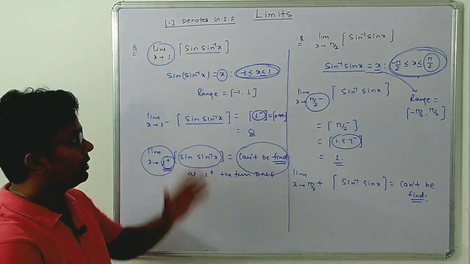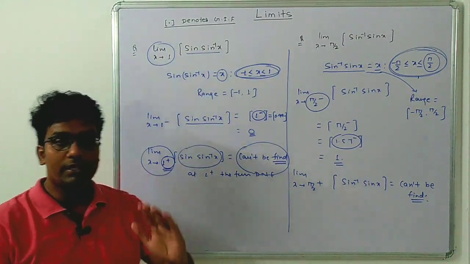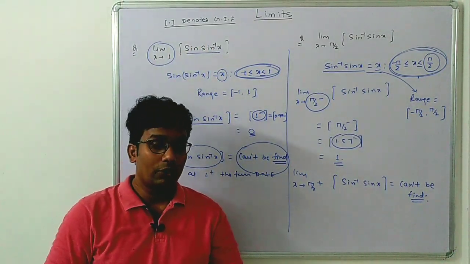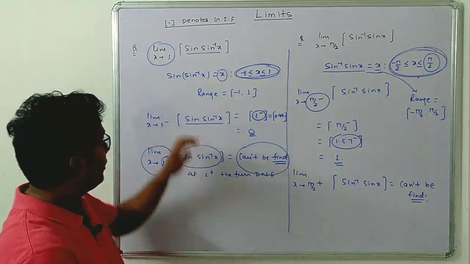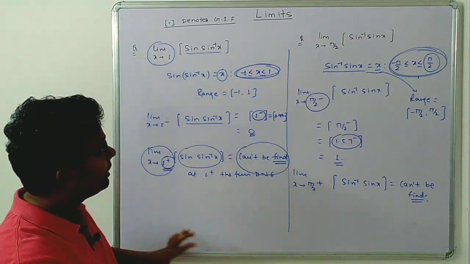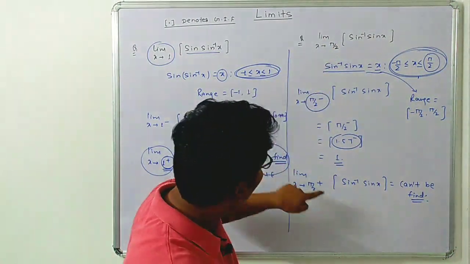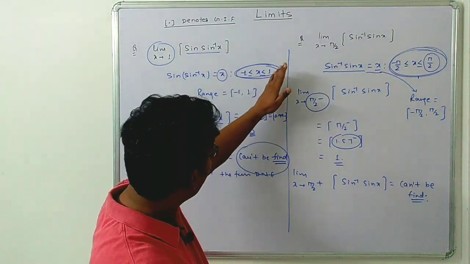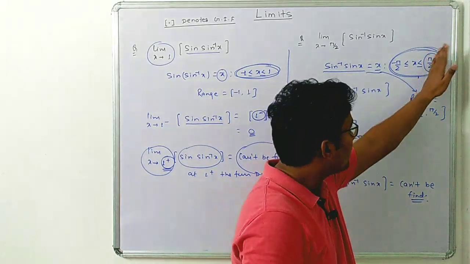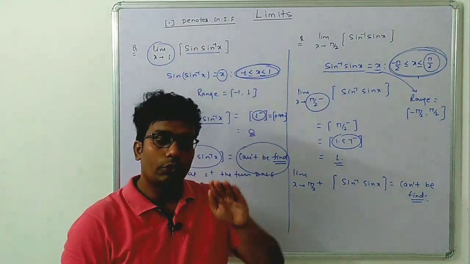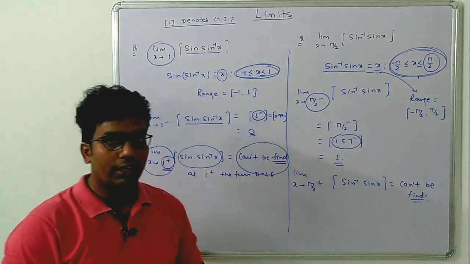So in these two questions, if they're asking limit x tends to 1 sine of sine inverse x, they basically just want to check whether you know the concept of inverse trigonometric functions or not. So we cannot find this at 1 plus. Similarly, we cannot find this limit at pi by 2 plus, because the domain here is less than or equal to 1, and here the domain is less than or equal to pi by 2. So we cannot go to the next value of pi by 2 or of 1. Clear? Coming to the next question.